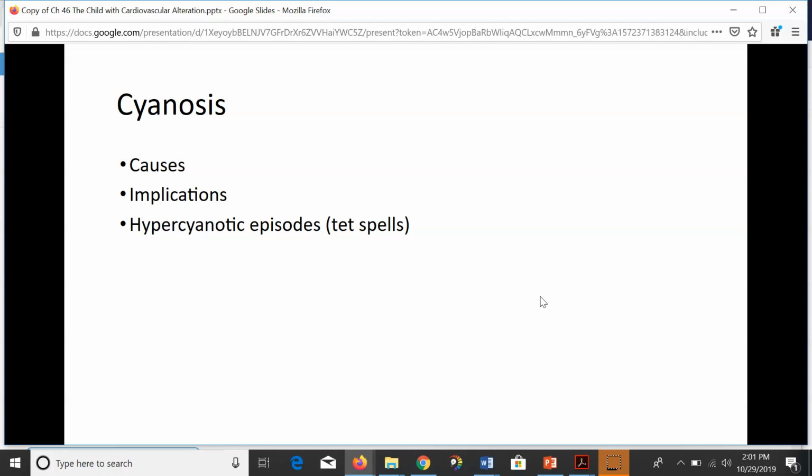Hypercyanotic spells are often referred to as TET spells, which can occur with a child diagnosed with tetralogy of Fallot. They are more common in children under 2, but they can occur in older children as well. They're more common in the morning and often after a child has eaten, defecated, or has been crying. The cause is unknown, but it's thought to be from an acute spasm of the right ventricular outflow.